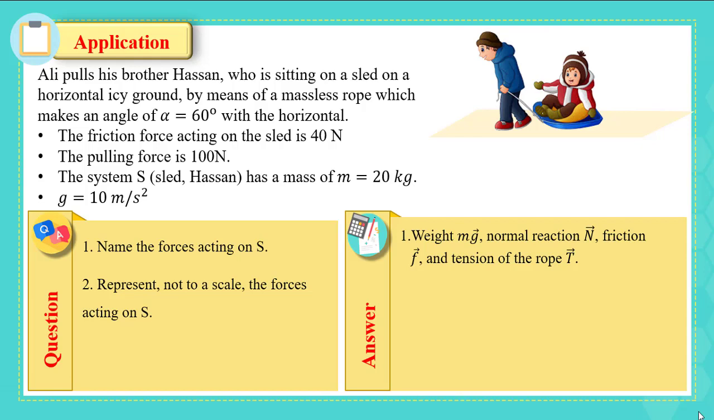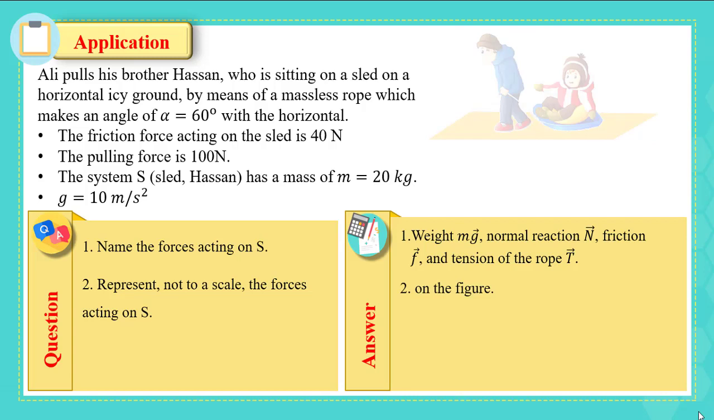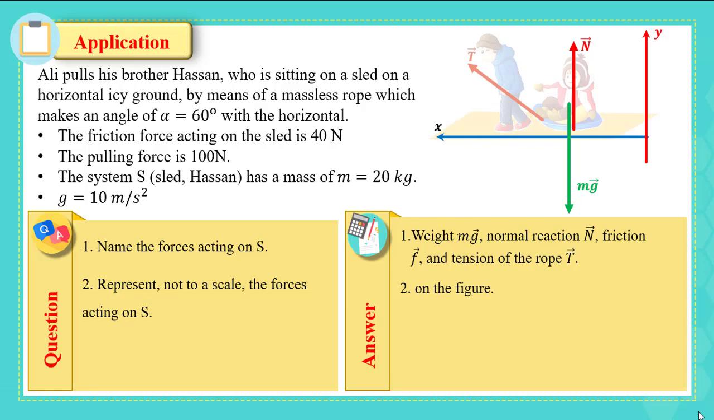Take a look at the figure and let's check the representation. First, draw the XY axis. Then, we know that N is vertically upward perpendicular to the support. Weight is vertically downward. Tension along the rope. And friction is backward against the tendency of motion.